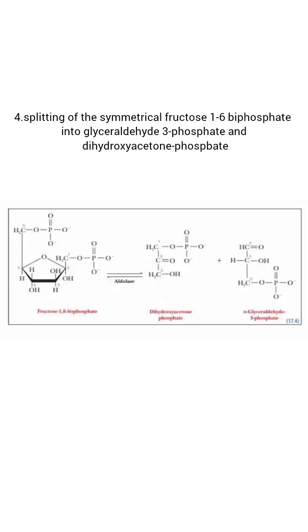The fourth step involves the splitting of the symmetrical fructose 1,6-bisphosphate into glyceraldehyde 3-phosphate and dihydroxyacetone phosphate by the enzyme aldolase. Here are things to know about this reaction. 1. The reaction is reversible, and also in this reaction, no ATP is expended or produced.